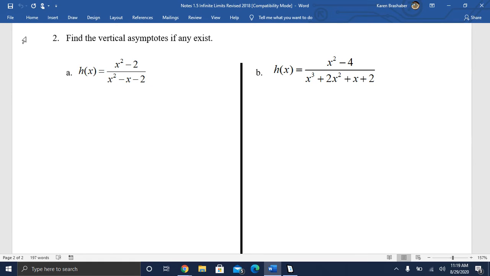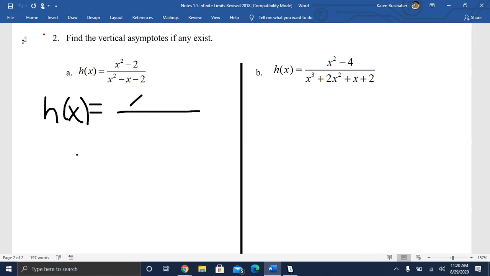All right, your last two examples in this infinite limits lesson is really just a quick Algebra 2 review about how to find vertical asymptotes. Notice that you have two rational functions to deal with. So when you're looking for vertical asymptotes, you want to basically look to see where is your denominator equal to 0, and then can you remove any of those factors?